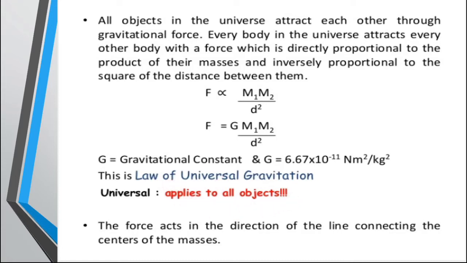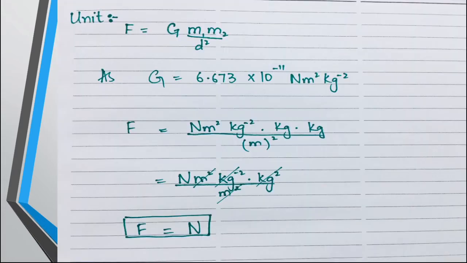Now let us talk about the units of force from this formula. As we know, F is equal to G m1 m2 divided by d square, and the value of G is 6.673 multiplied by 10 raised to the power minus 11 Newton meter square per kg square. So we write the unit of G as Newton meter square per kg square.